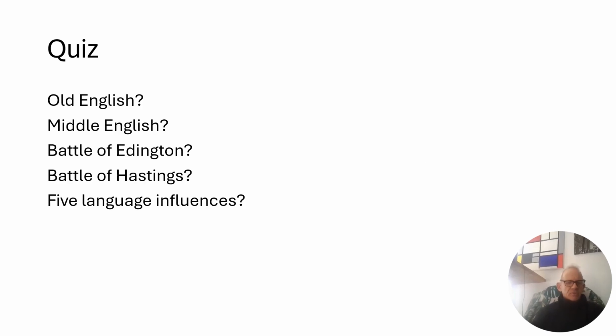Okay, so quick quiz for you. Old English, when was it? Here we are. 500 to 1100. Middle English, when was that? Hopefully you got it right, because it's 1100 to 1500. Battle of Edington, when was that? 878. Battle of Hastings, obviously, 1066.